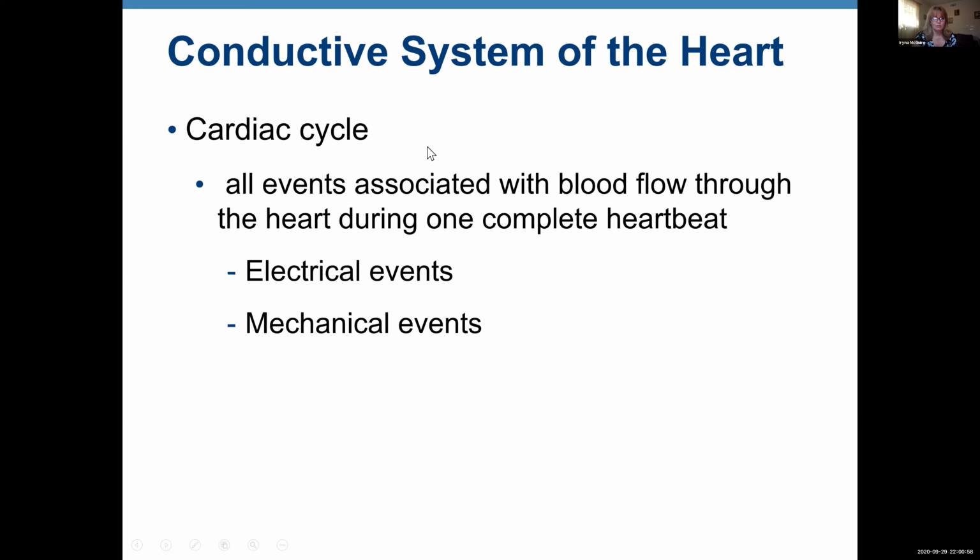The cardiac cycle includes all events associated with blood flow through the heart during one complete heartbeat. And the cardiac cycle includes electrical events and mechanical events, right? So everything that happens when the blood flows through the heart, when the heart beats one time, is called the cardiac cycle.